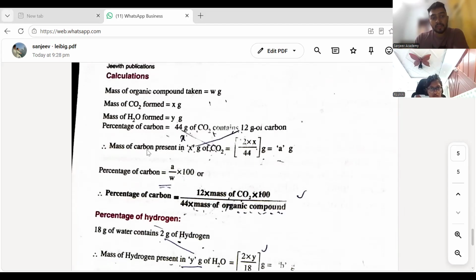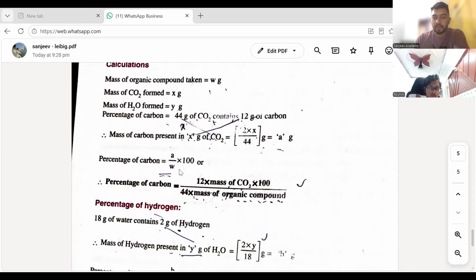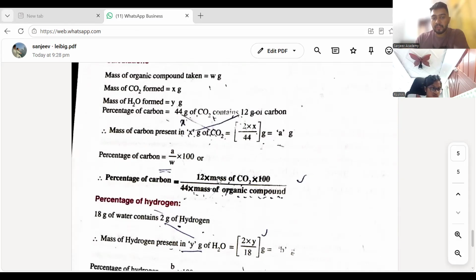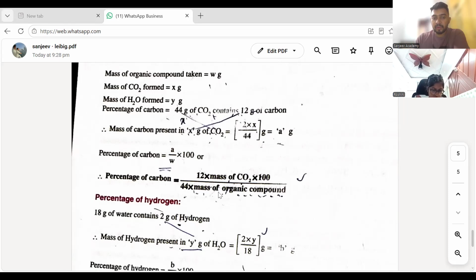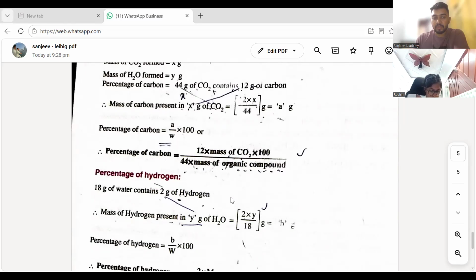So the mass of carbon present in x gram of carbon dioxide: x into 12 is equal to 44 into something. I have to find what x is. So 12 into x is equal to 44 into this, so 12 into x by 44, I'll get a grams. So percentage of carbon is a by W into 100. This also you have to remember: the percentage of carbon is 12 by 44 into mass of carbon dioxide into 100 by the mass of the organic compound. W is the mass of the organic compound.